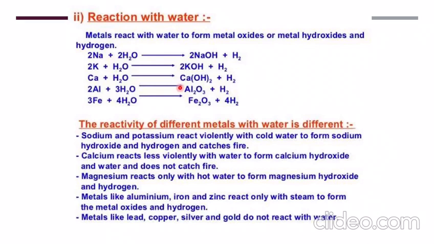Note that with steam, magnesium forms magnesium oxide and hydrogen. So when magnesium, Mg, reacts with H2O as steam, there is formation of MgO only, not Mg(OH)2. There is formation of MgO, magnesium oxide, plus hydrogen gas.